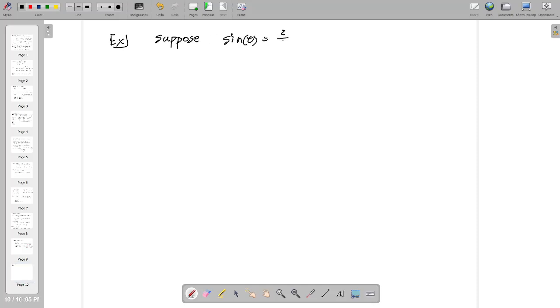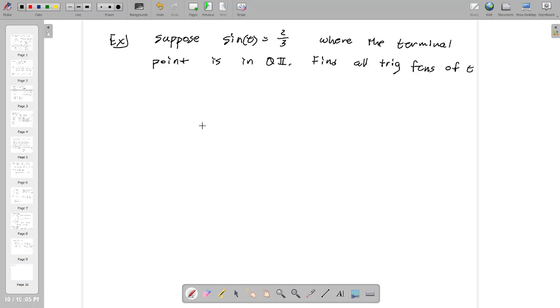Suppose sine of t is equal to 2/3, where the terminal point is in quadrant 2. Find all six trig functions of t. We already know that sine of t is equal to 2/3. We can start there. This also implies then that cosecant t, which is 1 over sine, is going to be 3/2. Remembering that cosecant t is equal to 1 over sine t, I have sine, I just take the reciprocal, and I get cosecant.